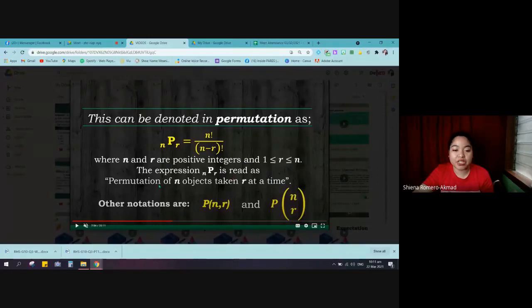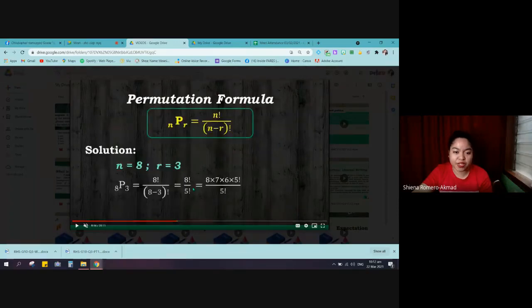This is read as permutation of n objects taken r at a time. Now, we can express it in this kind of notation, the one with P, then parentheses, n, comma, r, close parentheses, or this way, pwede rin naman ganito, where we have P, then we have a parenthesis also, nasa taas ay yung n, then nasa baba yung r, pero walang vinculum or walang line between them kasi magiging fraction na yun, then close parenthesis. So, let us have an example.